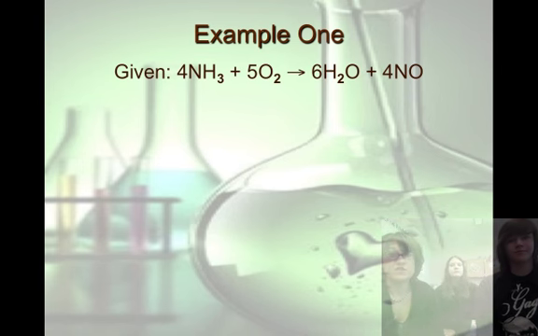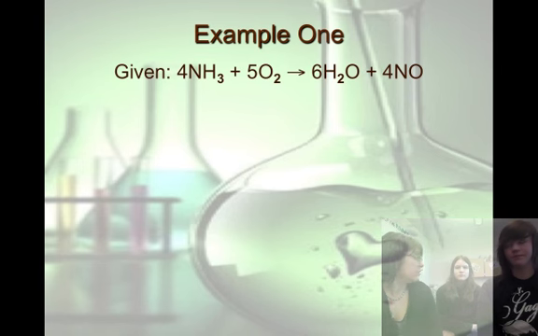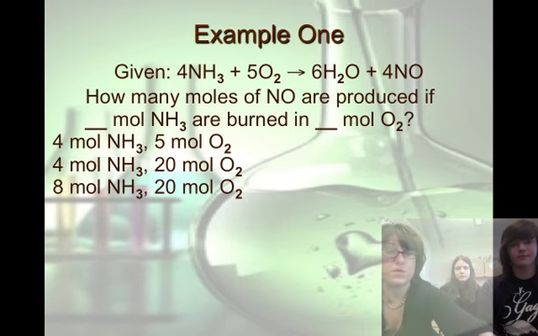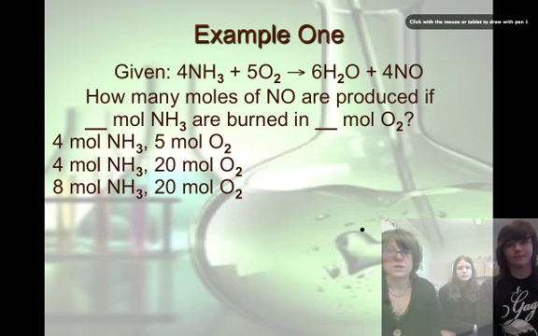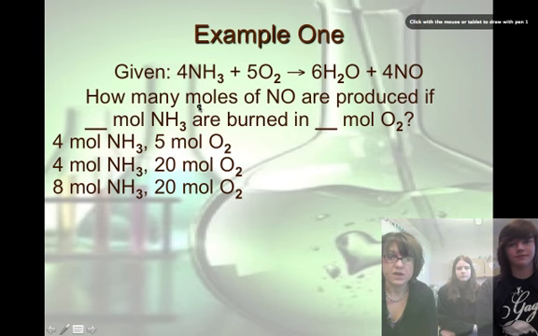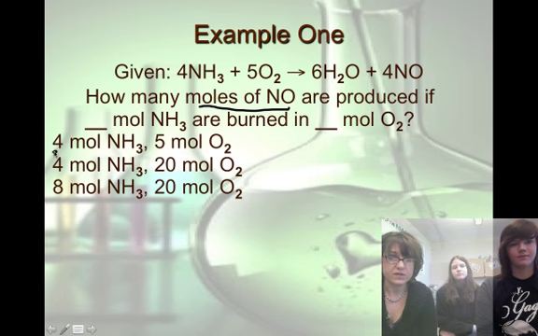So here's an actual chemical equation. And a chemical equation is just like a recipe. This is how we can get water and nitrogen monoxide when we start with ammonia and oxygen. That's our recipe. So we have 3 examples here to look at. How many moles of nitrogen monoxide are produced if we have, in the first example, 4 moles of ammonia burned in 5 moles of oxygen.